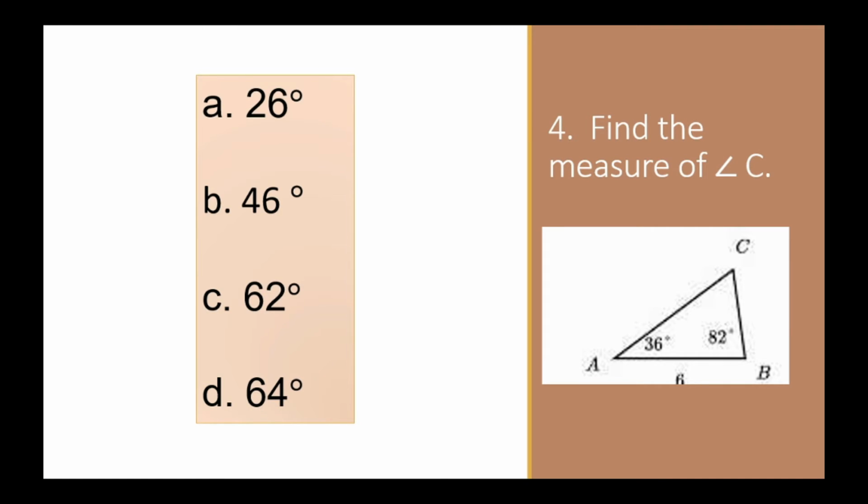Question number 4. Find the measure of angle C based on the figure. So we have here triangle ABC. Ang measure ni angle A ay 36 degrees. Angle B is 82 degrees. What is the measure of angle C? Letter A, 26 degrees. Letter B, 46 degrees. Letter C, 62 degrees. Or letter D, 64 degrees.